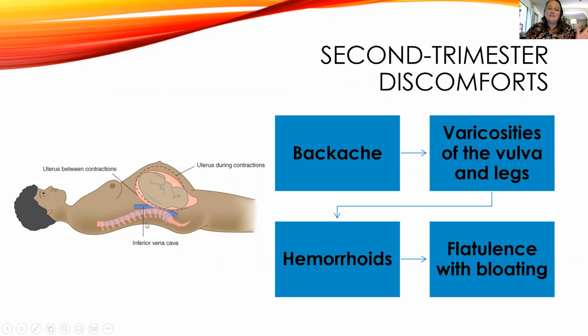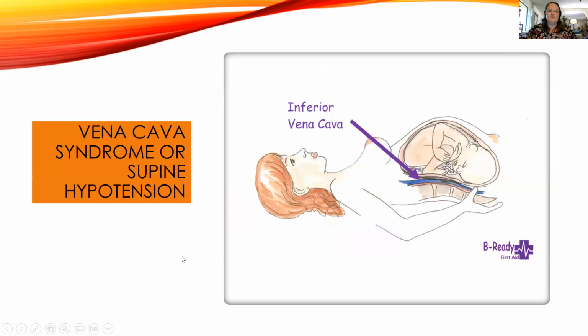And that is the fix. Turn her a little bit to her side or all the way over to her side. Sit her up. Get that fetus off the vena cava and she will feel better. That's called vena cava syndrome, by the way, or supine hypotension. So this is why we don't want pregnant women laying flat on their back.